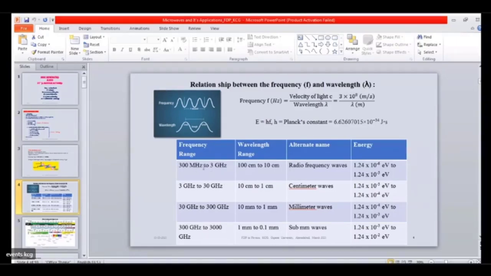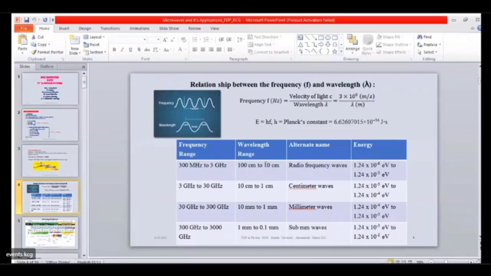And here I have split the entire region of microwaves into four broad bands. One band is from 300 megahertz to 3 gigahertz. If we use this relationship, we can calculate the wavelength. 300 megahertz corresponds to 100 centimeter and 3 gigahertz corresponds to 10 centimeter. In this particular region, sometimes we hear the word RF with microwave. We say RF and microwaves. RF is the range of frequency starting from a few hundred megahertz to 3 gigahertz. These are called the radio frequency waves, RF waves, right?